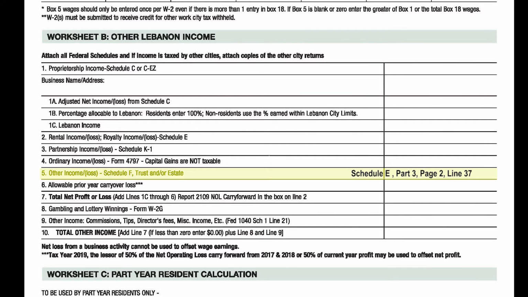Ordinary income from a trust and/or estate appears on line 5. If you receive ordinary income from a trust or estate, this amount appears on line 37 in Part 3 on the second page of the Federal Schedule E.